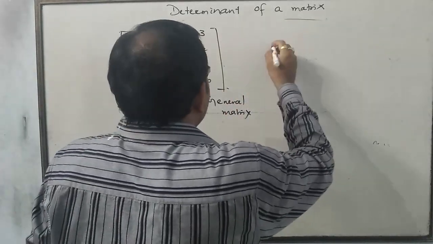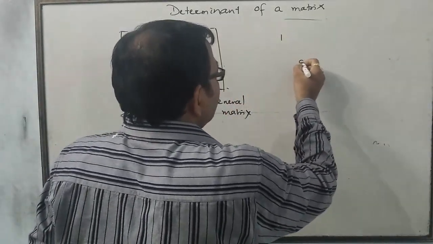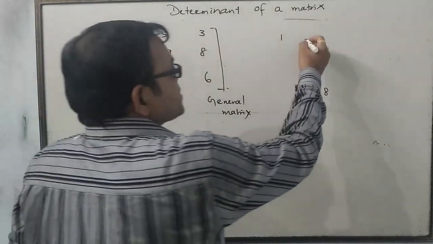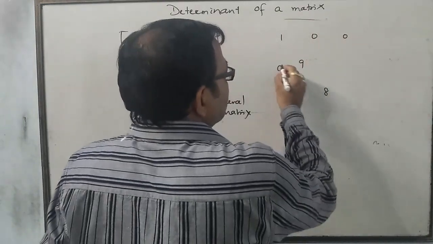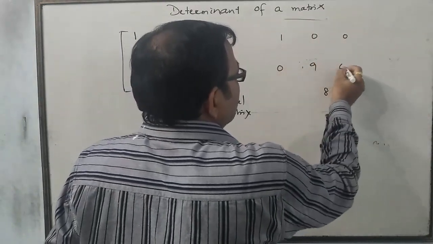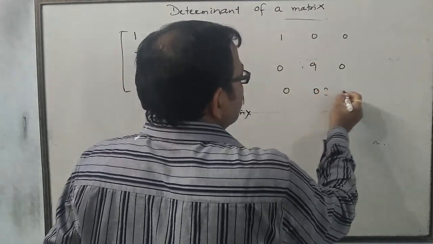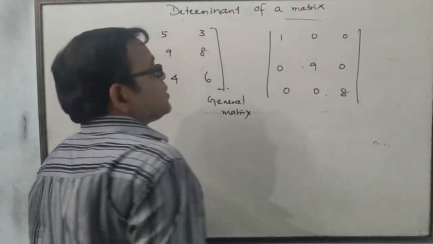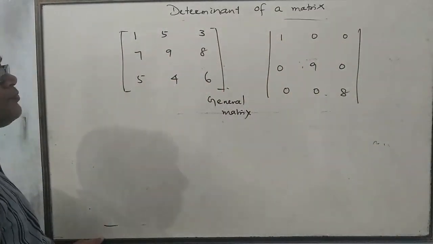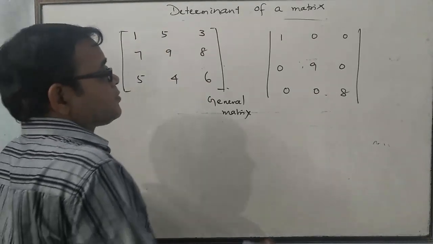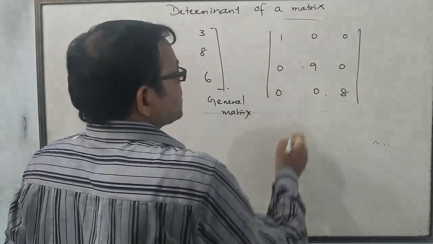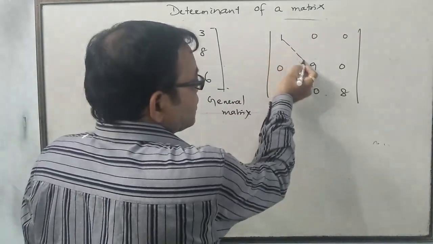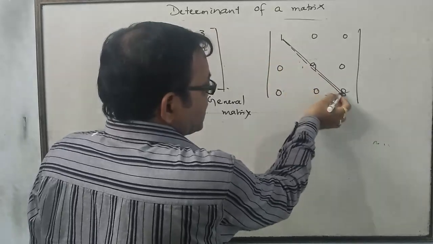Now talking about a diagonal matrix. We can take 1, 9, 8 on the diagonal and replace the others with 0. This is your diagonal matrix, and this diagonal matrix is also a triangular matrix. How is it a triangular matrix? You see, this is also a triangular matrix.